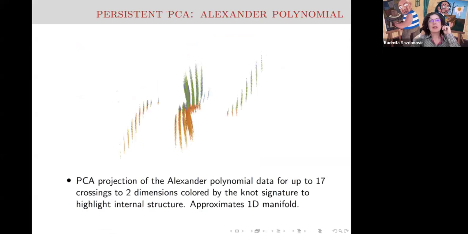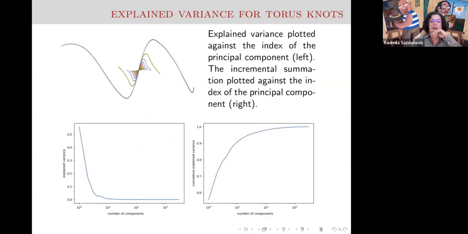Then if you look at the persistent PCA for the Alexander polynomial, it actually is one-dimensional. It's completely explained by just one principal component. And again, you can see the coloring by signature doesn't look like anything is explained here.